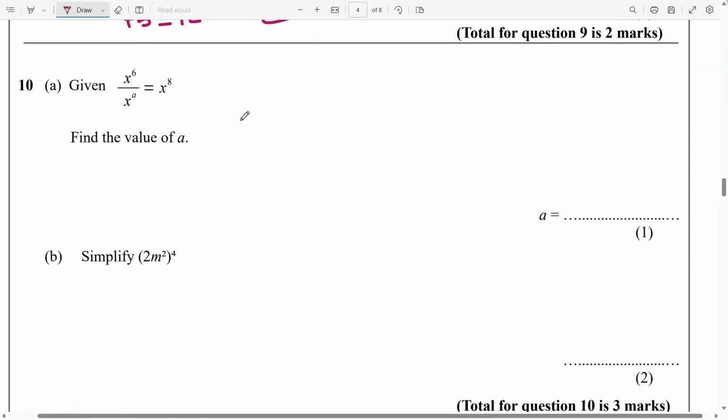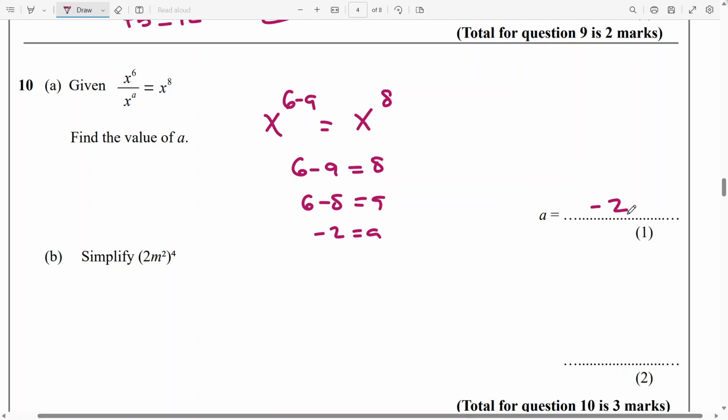Same for number 10a. So you have x to the power 6 divided by x to the power a. So we need to do x to the power 6 minus a, and that's going to be x to the power 8. Again, the bases are the same, so it's going to be 6 minus a equals 8, and 6 minus 8 equals a, so a is definitely going to be minus 2.